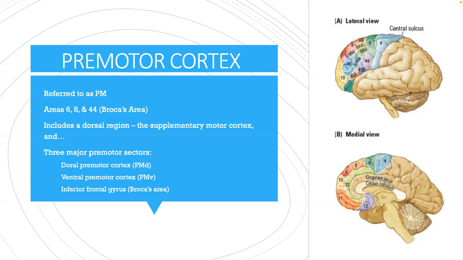The dorsal premotor cortex works to choose movements from its own movement lexicon, so from this bank of movements to choose from. And then the ventral premotor cortex contains mirror neurons that recognize others' movements and select similar or different actions, as does Broca's area.